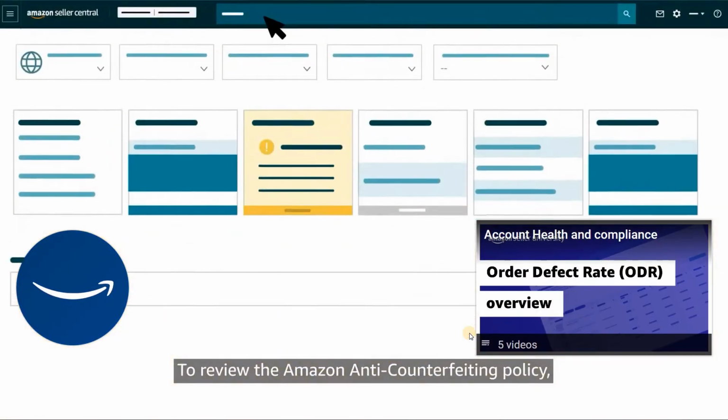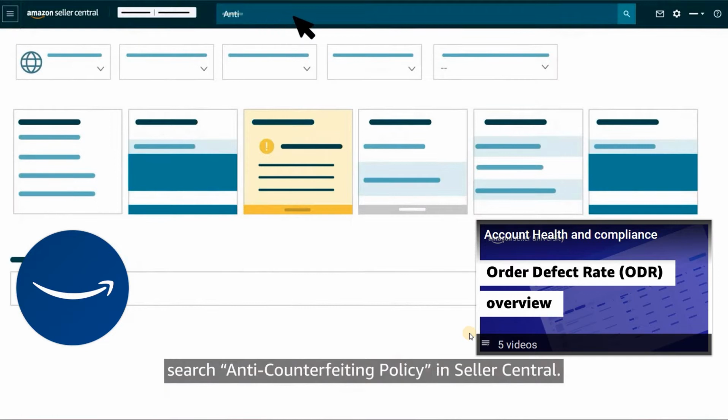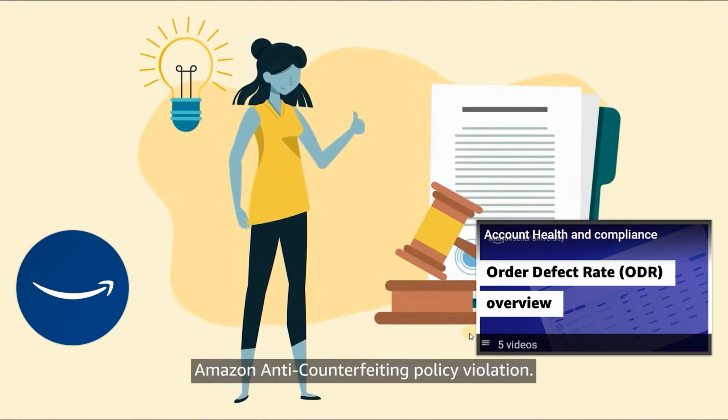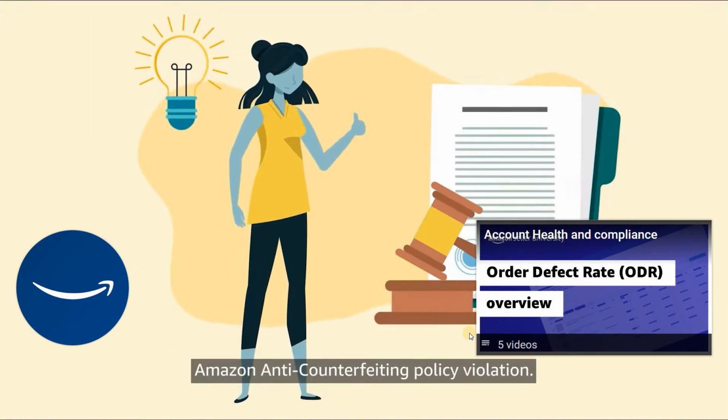To review the Amazon anti-counterfeiting policy, search Anti-Counterfeiting Policy in Seller Central. This concludes our training on how to respond to an Amazon anti-counterfeiting policy violation.